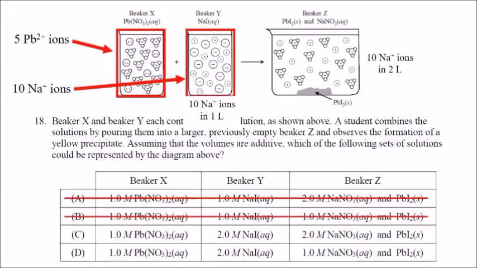So the concentration of sodium is cut in half at the end of the equation. So the correct answer is D, which shows that the final concentration of sodium ions is actually half as much as the concentration of sodium ions before the reaction begins.